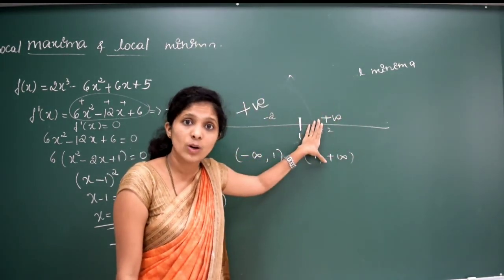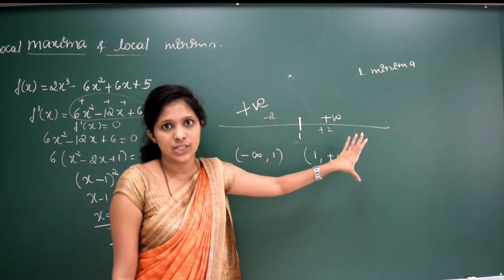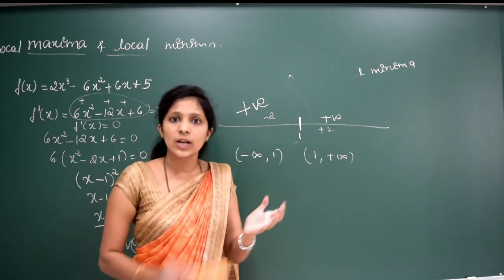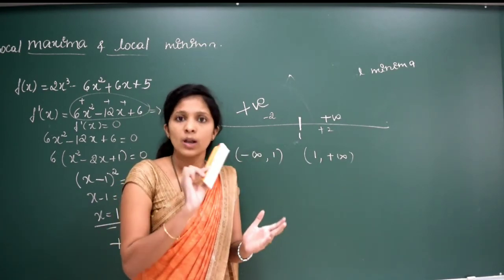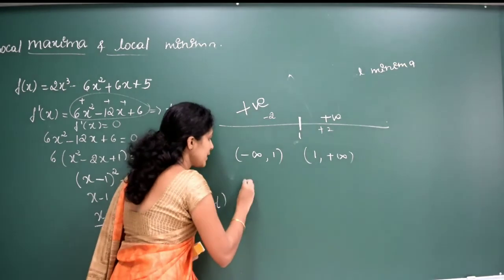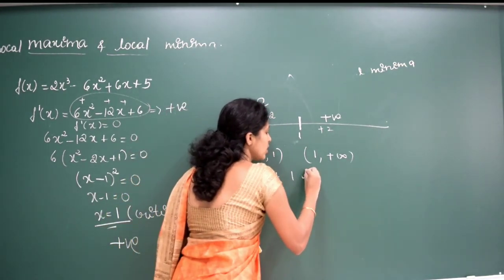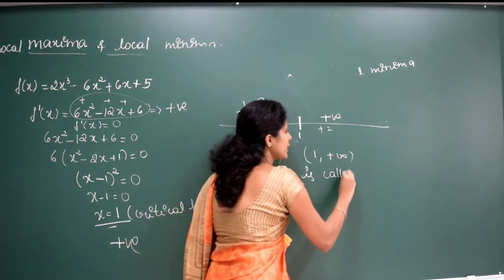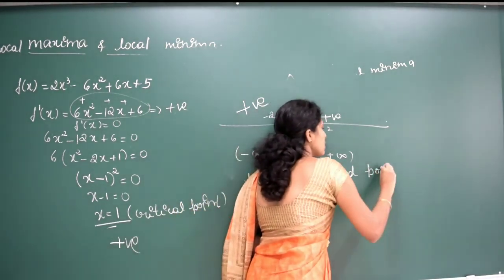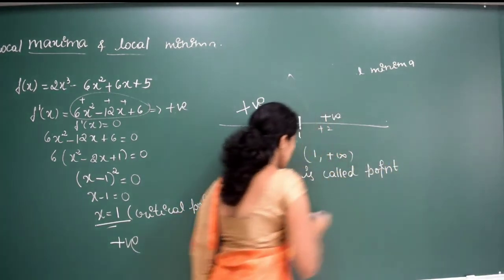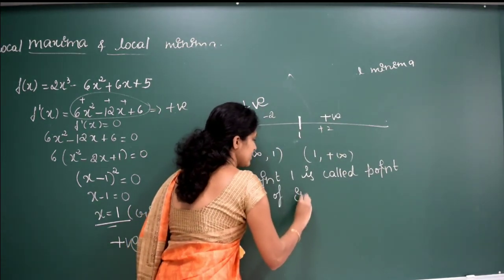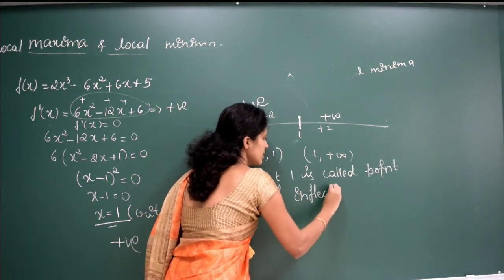So 1 is called the point of inflection. Is it clear? Here there is no local maxima or local minima. So the point 1 is called a critical point. 1 is called the point of inflection. Is it clear? Point of inflection. I hope you understood this one.